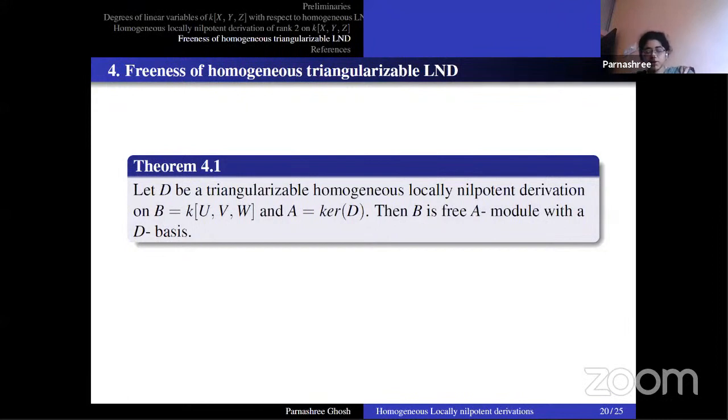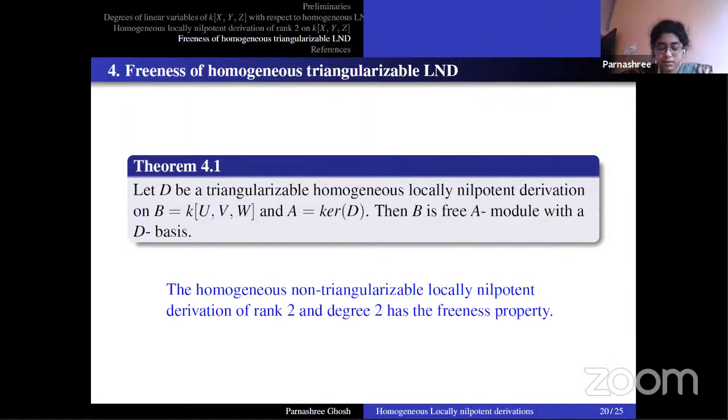Now, using our structure of triangularizable derivation, we could prove that yes, the conjecture is true for homogeneous triangularizable derivations on K[U,V,W]. And also we have classified the non-triangularizable derivations of smallest possible degree, and using that structure we could also say that such derivations have the freeness property.